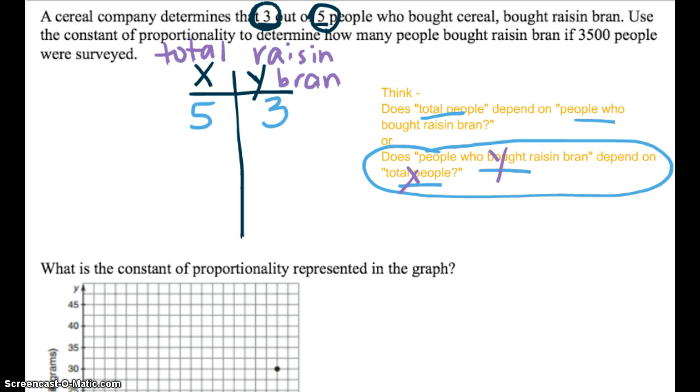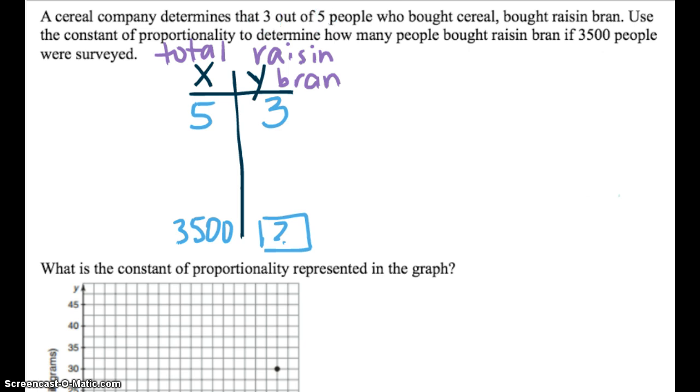Now the situation says use the constant of proportionality to determine how many people bought Raisin Bran. So we're looking for the Raisin Bran people if a total of 3,500 people were surveyed. So we're asked again to use the constant of proportionality. So one thing that I do want to point out is that you can just look at this vertical relationship here. 5 times what is 3,500?